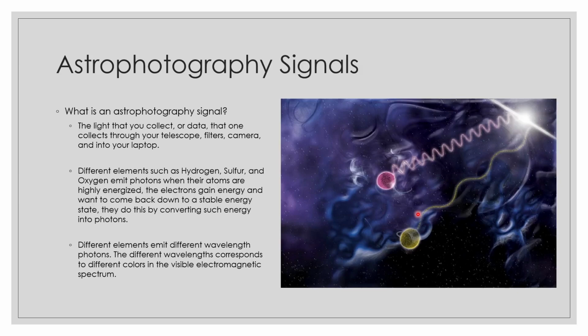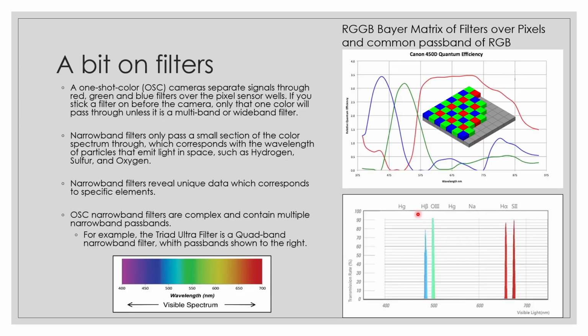Depending on the element, if it's hydrogen or sulfur or oxygen, it will emit a photon with a different wavelength, and that different wavelength corresponds to a different color of light in the visible spectrum. So once again, these different elements emit different wavelength photons, and the different wavelengths correspond to different colors in the visible electromagnetic spectrum. So let's talk a bit on filters.